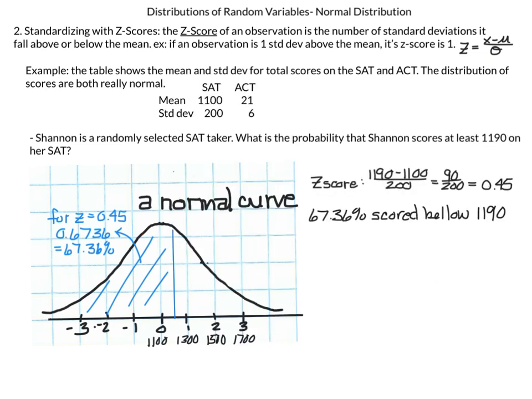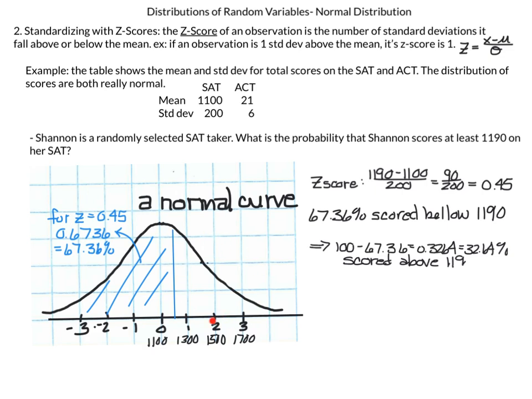So what this picture tells me, this is her score, and it's higher than all of these other scores. This is the cumulative number or percentage of people who scored in this range from negative infinity, although they probably don't have a negative infinity score, all the way up to 0.45 standard deviations. This area represents what percentage scored that, which is 67.36. So she has scored higher than 67.36%, or you could say 67.36% of the test takers scored below 1190.